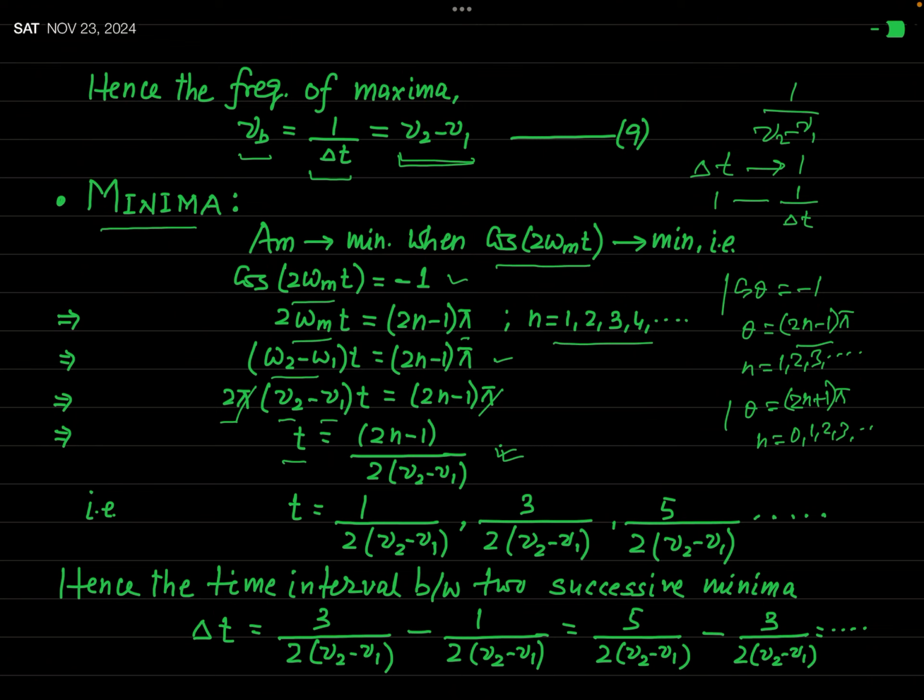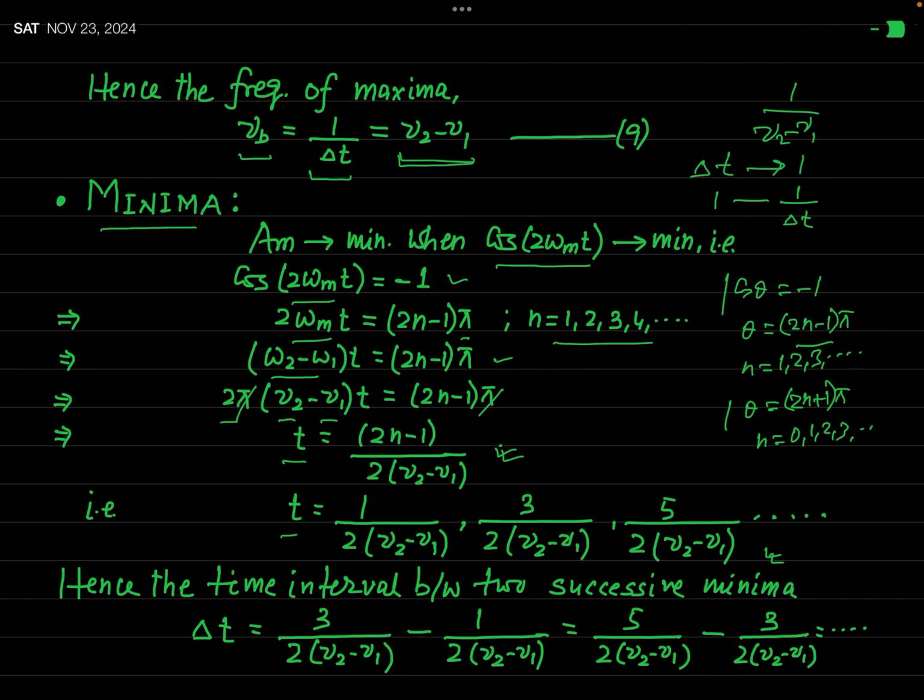Now after putting the values of n, you can get all those times t at which the resulting amplitude will be minimum. So let us take the first value of n, which is 1, and this will be t equal to 1 over 2 times (nu 2 minus nu 1). When you take n equal to 2, then this will be 3 over 2 times (nu 2 minus nu 1). Okay. So in this way, we get the times at which the resulting amplitude is minimum.